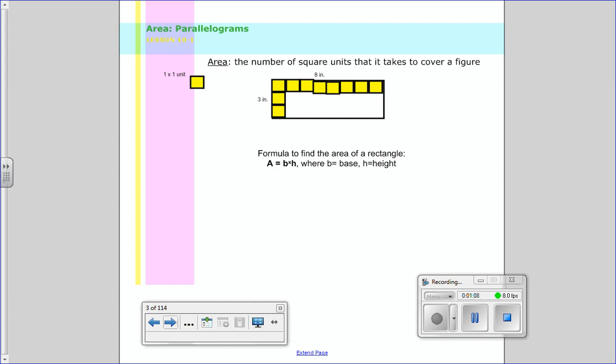So if I filled this in, I'd have 3 groups of 8. So 8, 16, 24. So this would fit in 24 of those square inches. That would be my answer. So you could fill in these little 1 by 1 squares if you wanted to, or you can use the formula, which is right here.